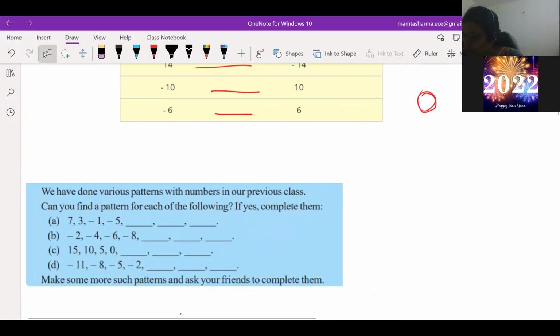I have given you this question. You have to recognize the pattern and tell me what number would come in place of these dashes. 7, 3, minus 1, minus 5. First of all, listen all of you. I'm giving you 2 minutes. You solve it in your notebook and then I will ask you one by one.